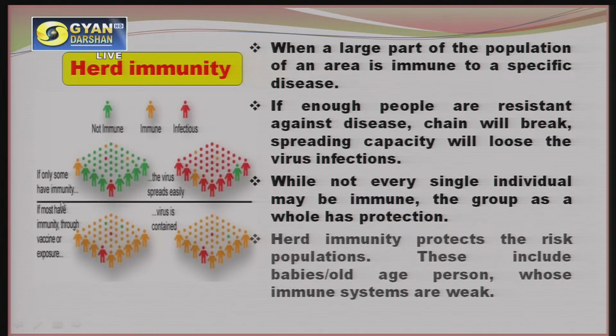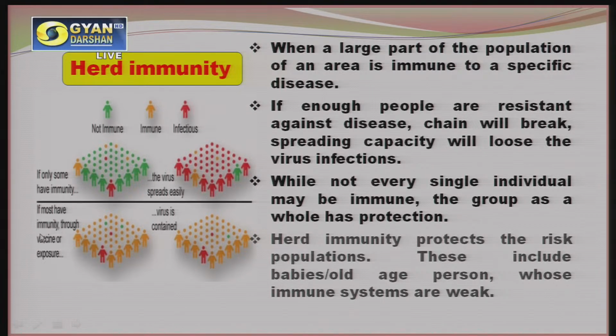You can understand this through the figure. If only some have immunity, they are not immune. In green color you can see it, very few have the immunity. Here is the immune, and another is the infected. Then it is possible the infection takes place across the whole population.